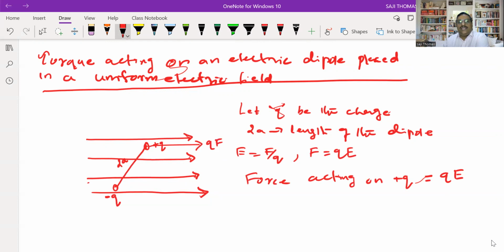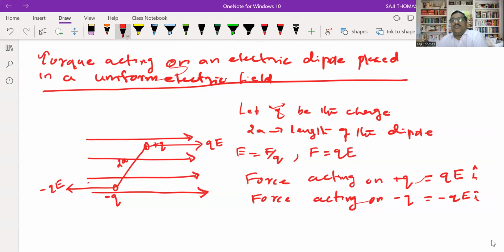This is qE. For the negative charge, since the charge is negative, it will experience a force opposite to the previous force. It will be along the minus x direction. It is minus qE. So the force acting on minus q is minus qE. If I write the direction, plus qE is along i hat, and minus qE is along minus i hat.